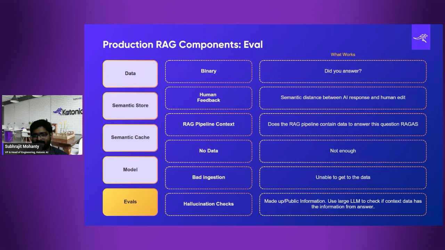Lastly, we have hallucination checks. This method ensures that the AI isn't fabricating information. We use large language models to cross-check if the AI response is based on the actual data from the context. This step is vital for maintaining the reliability and factual accuracy of the AI's output. By incorporating these evaluation methods, we can test and validate our AI models, ensuring that they're robust, reliable, and trustworthy.